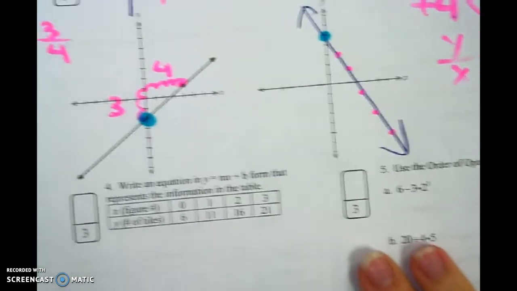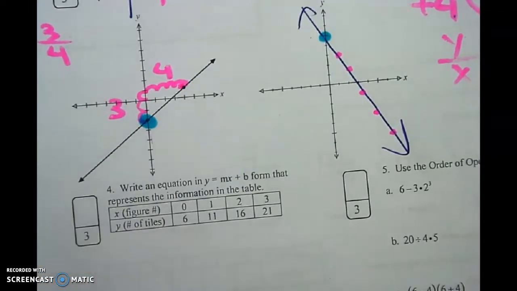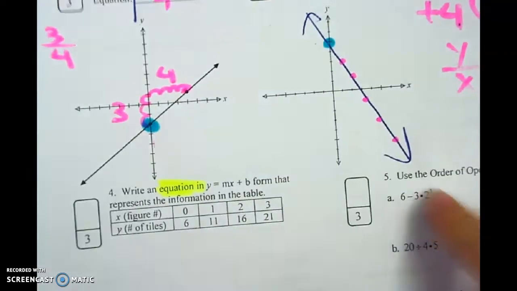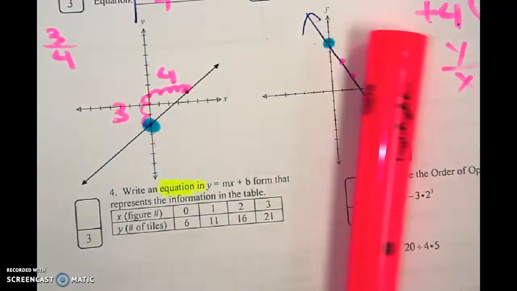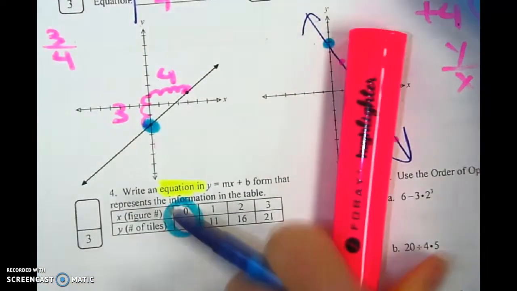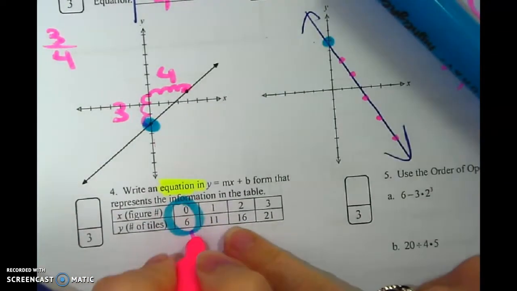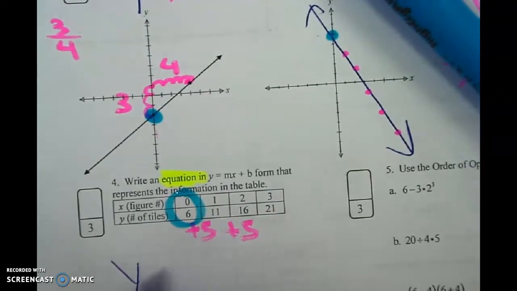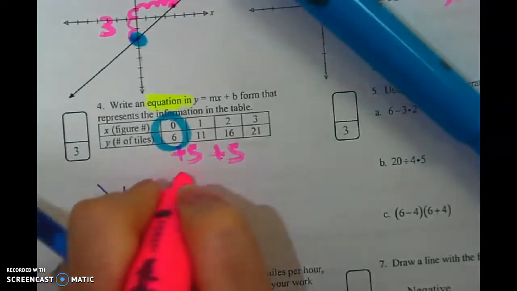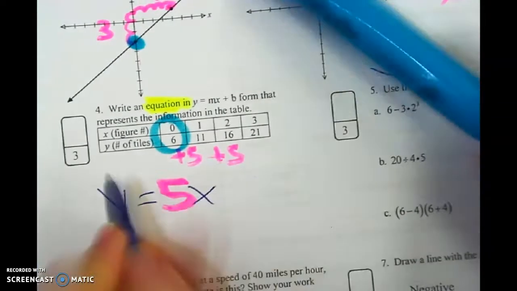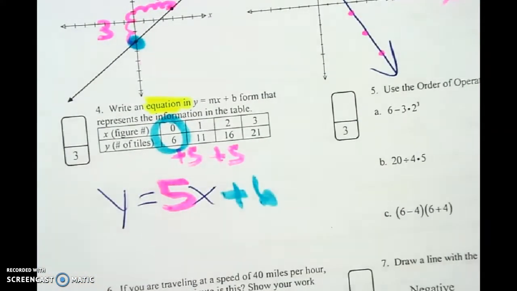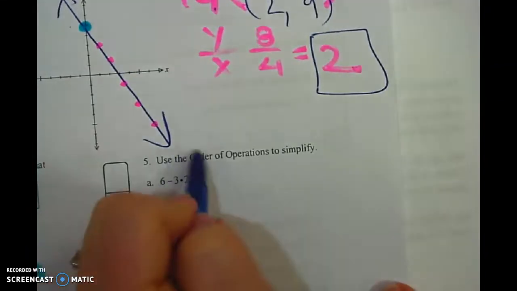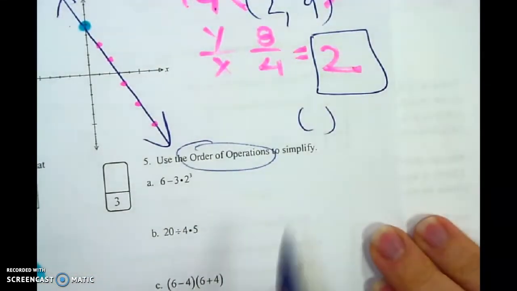Let's see. This one, they want the equation. If they want the equation, I need two things. I need my slope, and I need my y-intercept. I need my pink and my blue. My blue, right there, it's always with the 0. My pink is my pattern. +5, +5. Wow, I can write the equation. Y equals 5x + 6.